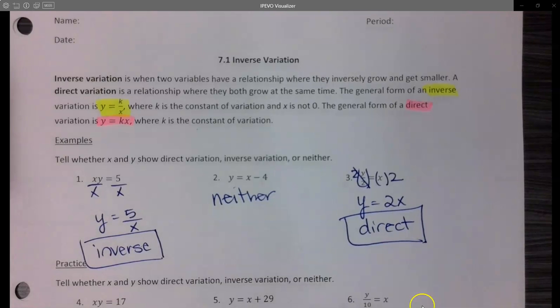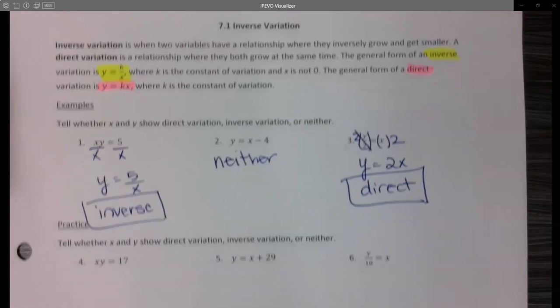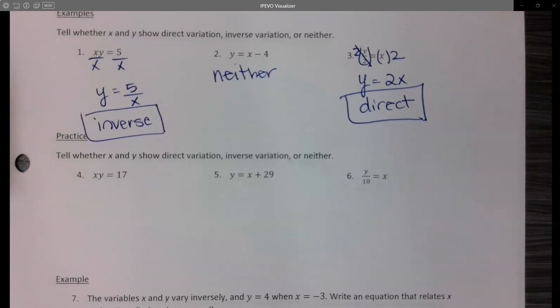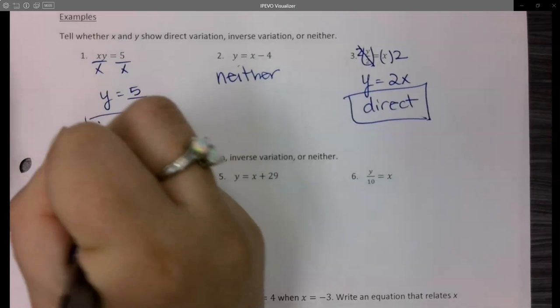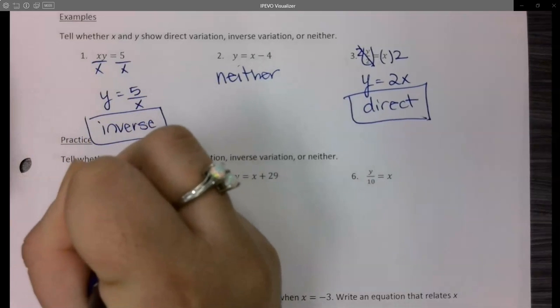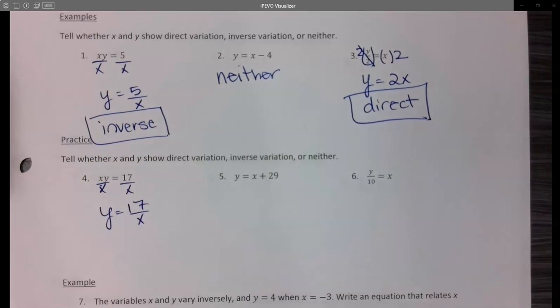Questions here. Okay. So on number 4, what do I want to do? Divide both sides by x. And this gets me y equals 17 over x. So this one is inverse.